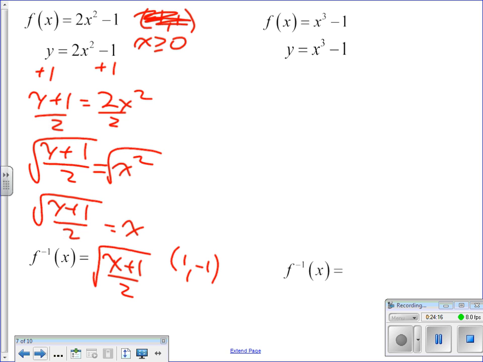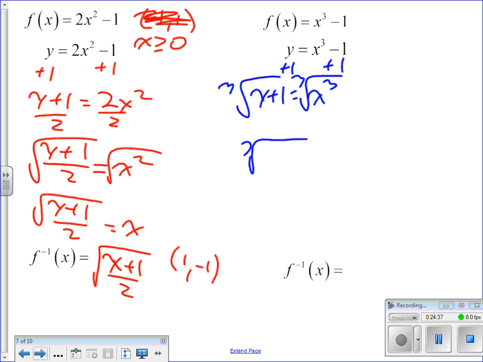So, my first step would be to add 1 to both sides. Y plus 1 equals x cubed. And then how do I undo a cube? Cube root. Take the cube root of both sides. So the cube root of y plus 1 equals x. So my inverse function is the cube root of x plus 1.